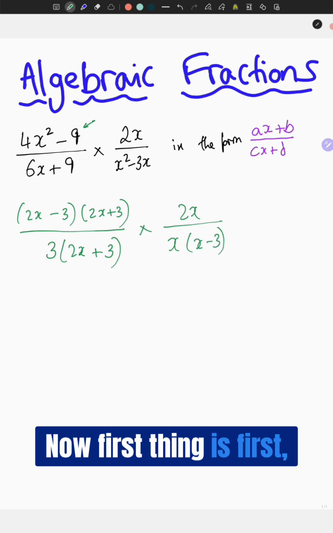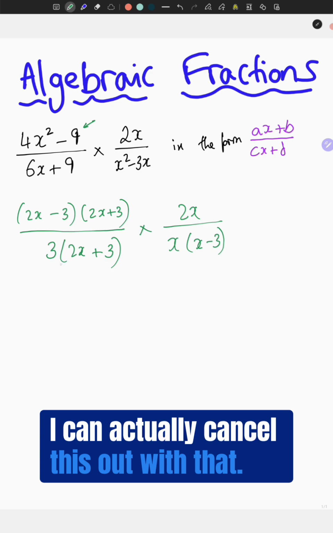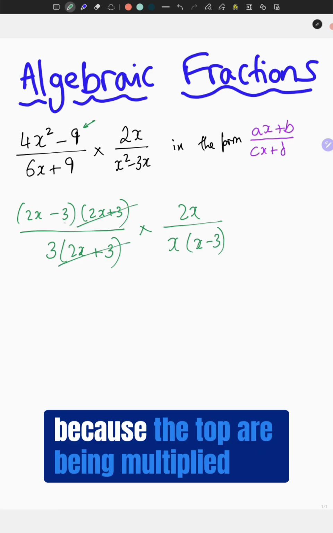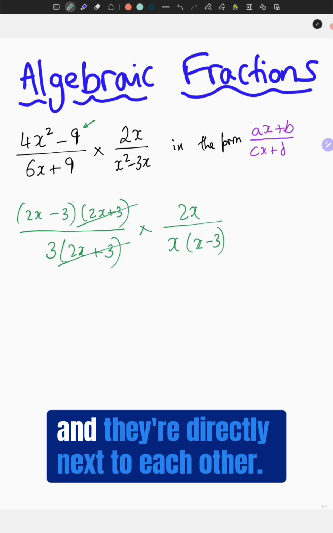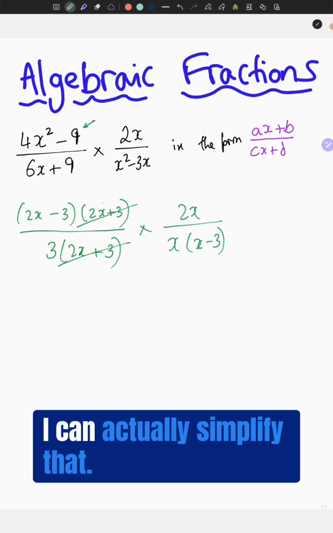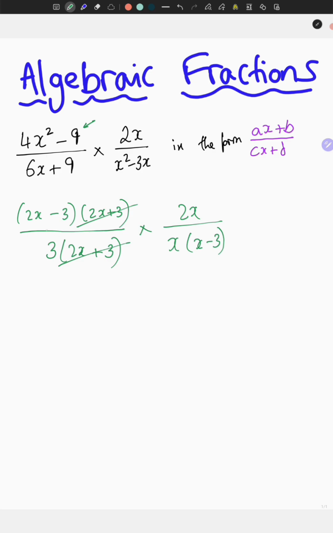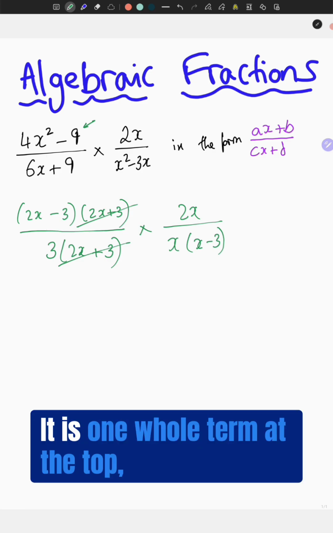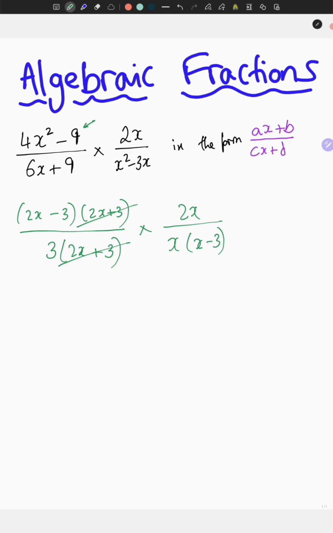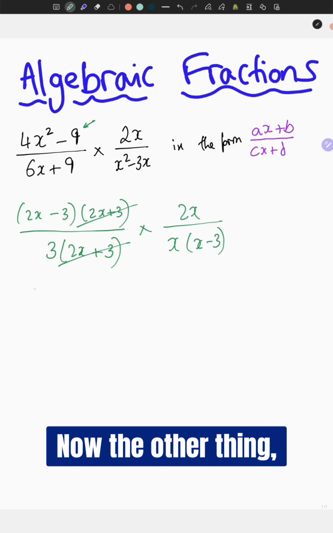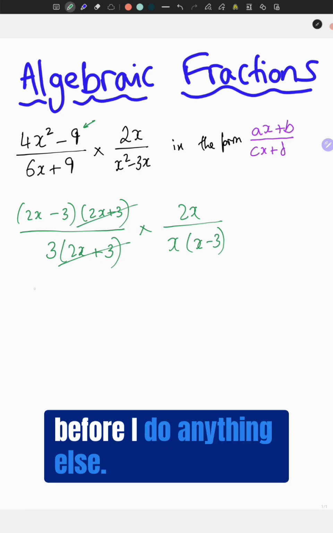Now, first thing first, I can actually cancel this out with that. I need to make it very clear why I can do that. Because the top are being multiplied and they're directly next to each other, I can simplify that. It is one whole term at the top. Therefore, I can actually cancel these two out. Now, let's carry on before I do anything else.